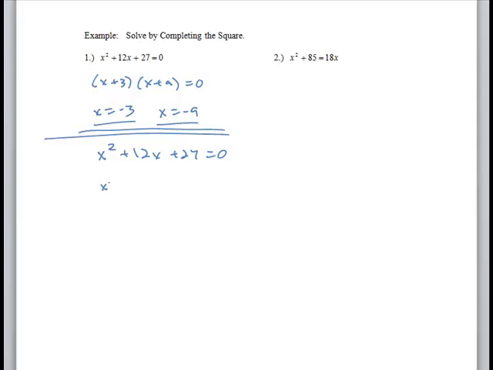Now what we're going to do is move c over to the right hand side, subtract 27 from both sides, leaving a space where c was on the left hand side. Off to the side of our paper, we're going to compute 1/2 b squared. So in this case, b was equal to 12.